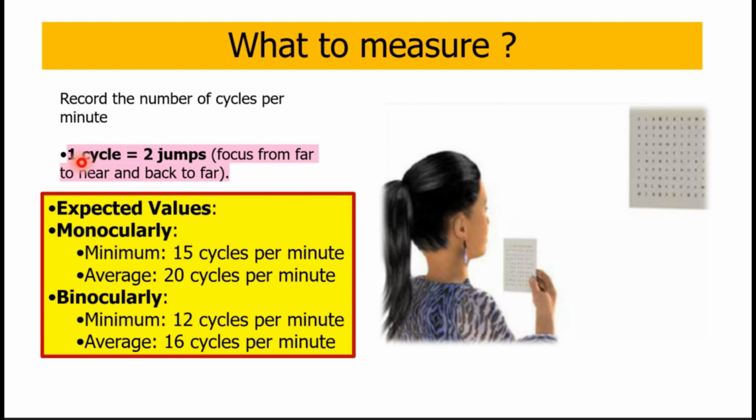And here one cycle is 2 jumps. That means one cycle is focusing from far to near, and again from near to far is one cycle. So a complete circle. Ask the patient to look at the far object, then focus at the near object, then again focus at the far object. That is your one cycle. So what are the normal values? A minimum of 15 cycles per minute monocularly is normal, and a minimum of 12 cycles per minute binocularly is normal.